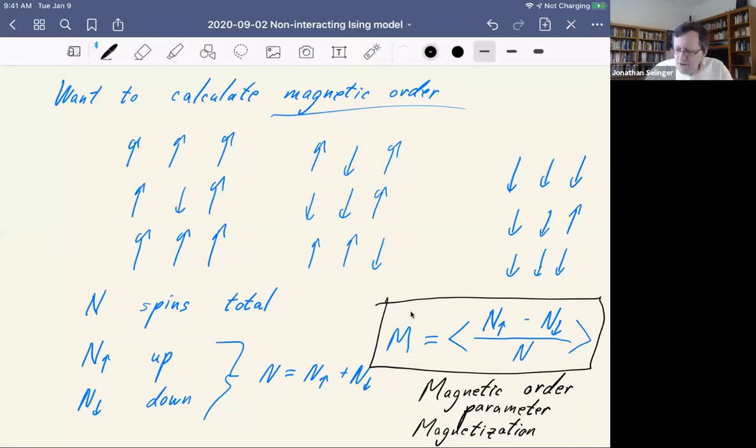I think that's right. And so, I mean, this is one bit of information about the system, but it's not the only thing that we could calculate, right? And so we might want to do better than this, right? We might want to know about whether the system has different regions, like you're describing, right? So one region that's all up over here and another region that's all down over there.